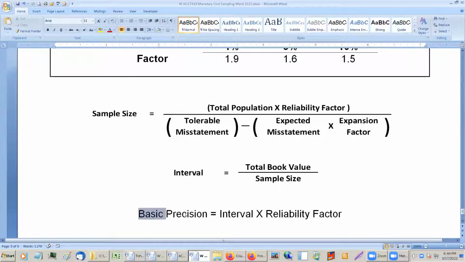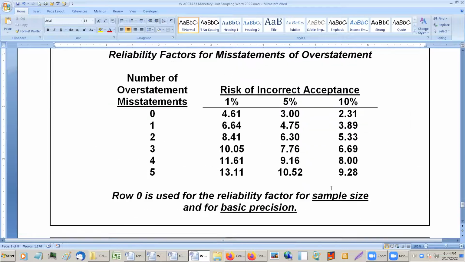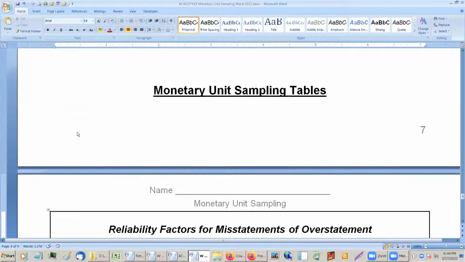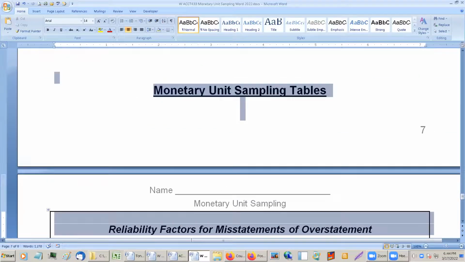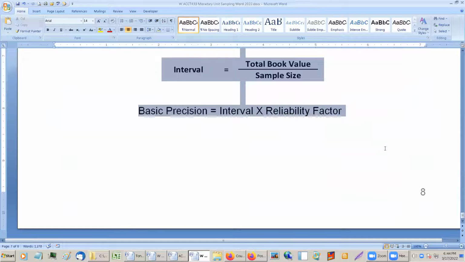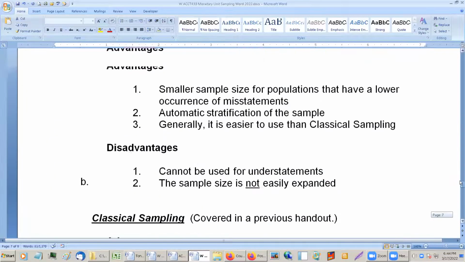So basic precision equals the interval times reliability factor. I'm going to copy that. I should probably copy this whole thing up there. That's what I'm going to do. Let me get this all closer. We're going to need it.